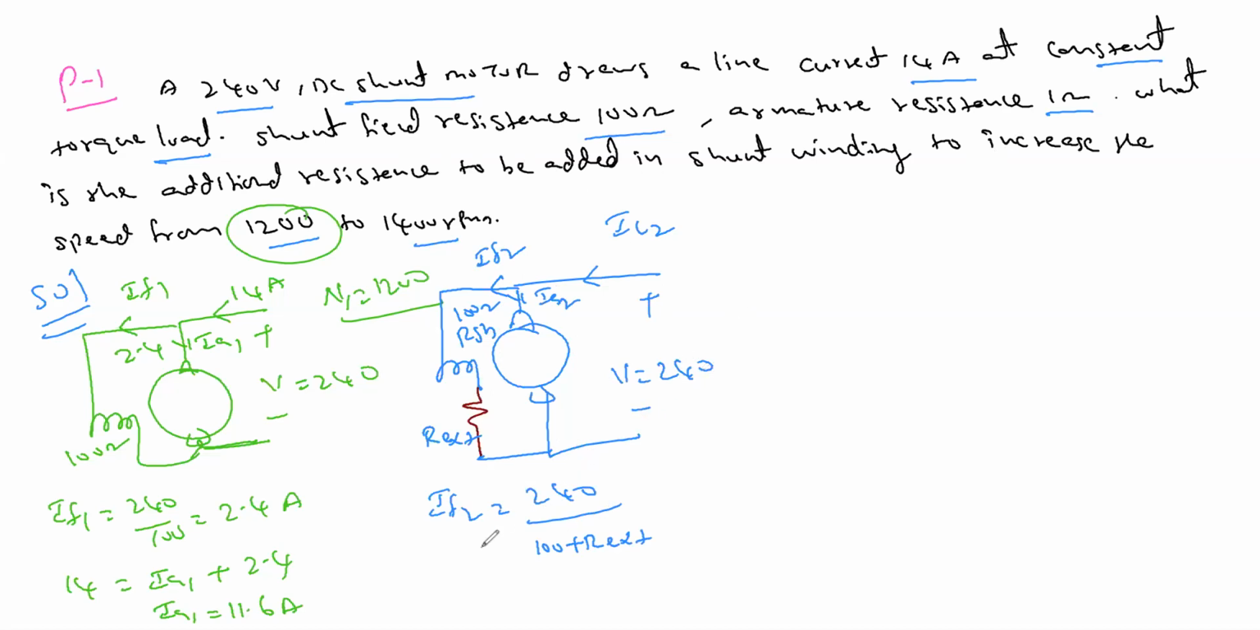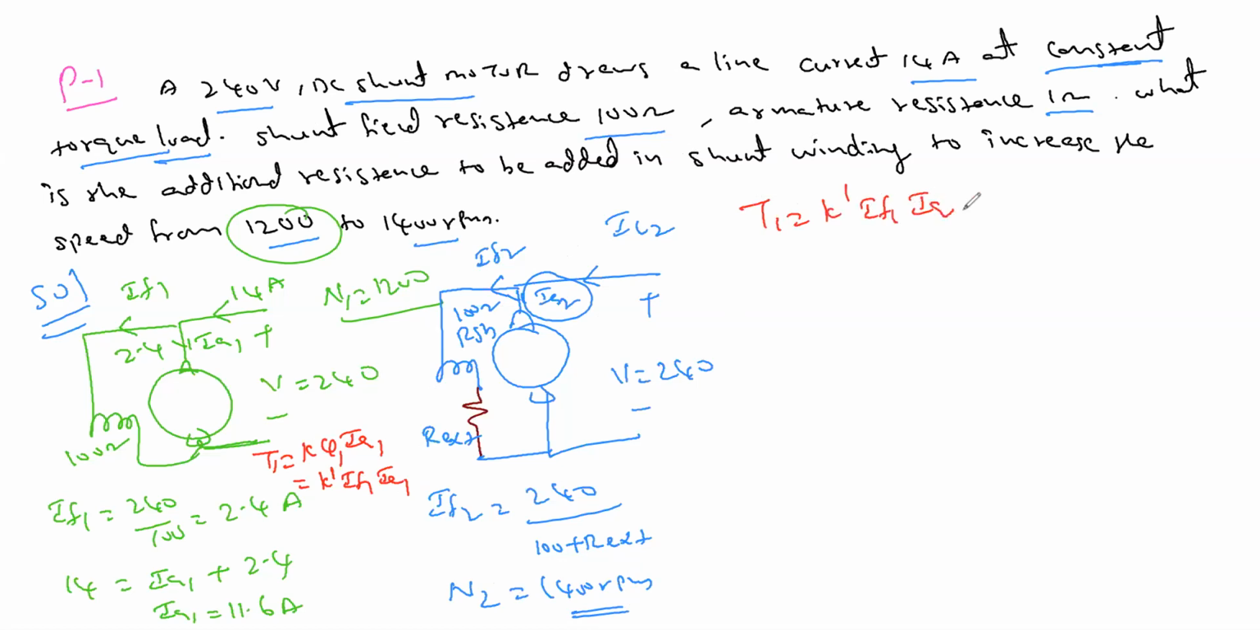Now speed, in this case speed is 1400. And one more point is given: a hint for the IA2 value, by keeping constant torque load. That means in the first case T1 is K phi IA, so now you can write this as K dash IF1 IA. T1, K dash IF1 IA1, is equal to T2, K dash IF2 IA2. You got this point, right?